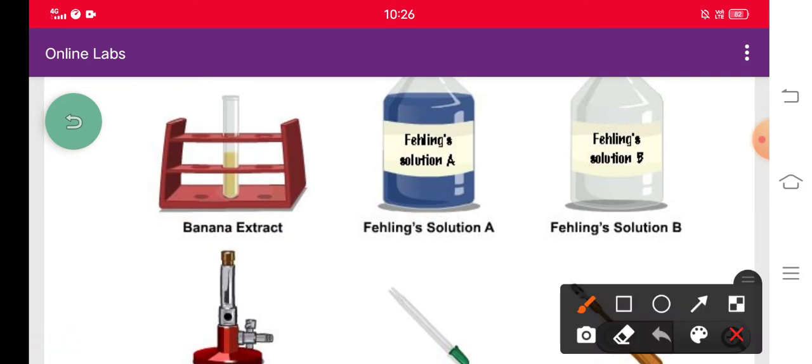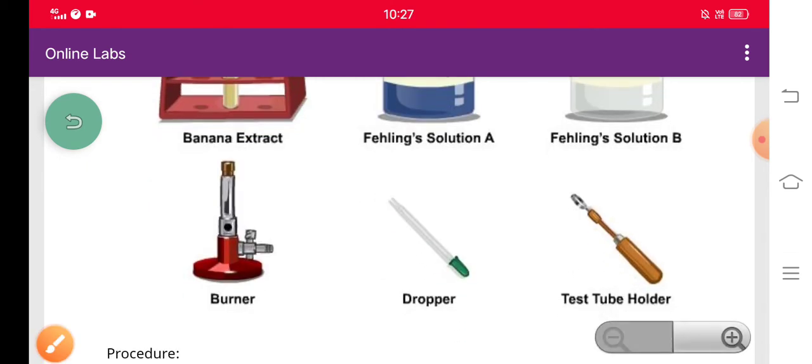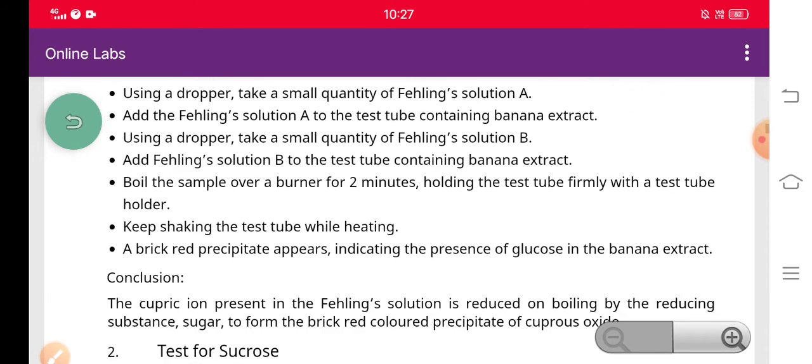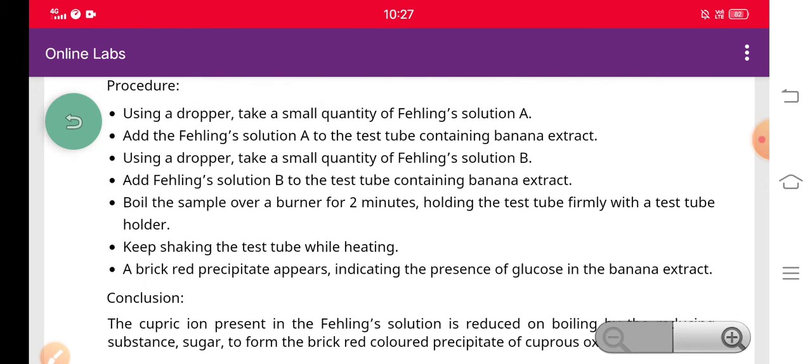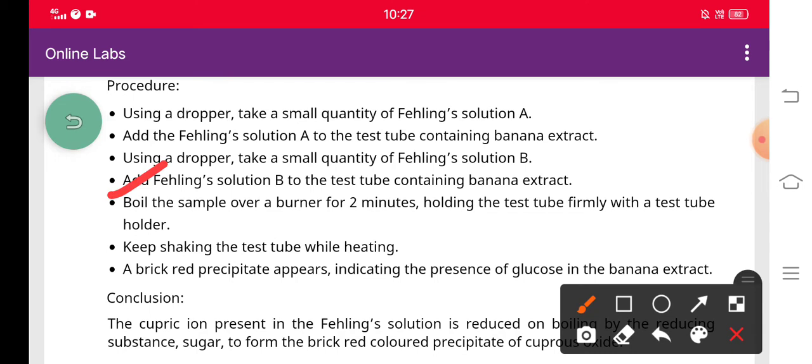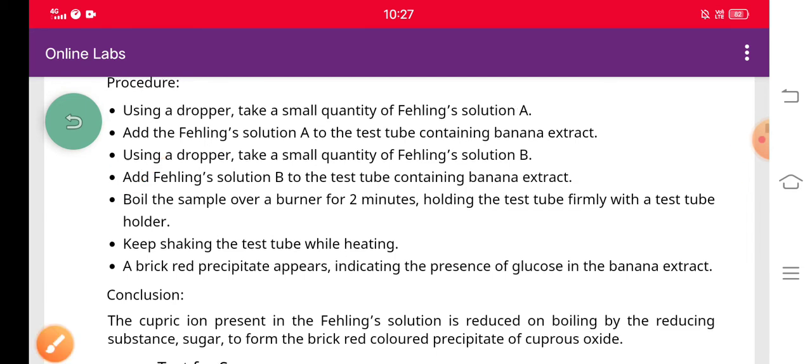Take banana extract, Fehling's solution A, Fehling's solution B, with burner, dropper and test tube holder. The procedure is: using a dropper, take a small quantity of Fehling's solution A and add it to the test tube containing banana extract. Using a dropper, take a small quantity of Fehling's solution B and add it to the test tube containing banana extract. Boil the sample over the burner for 2 minutes and keep shaking the test tube while heating. When the brick red color appears, that means glucose is present in the banana extract.